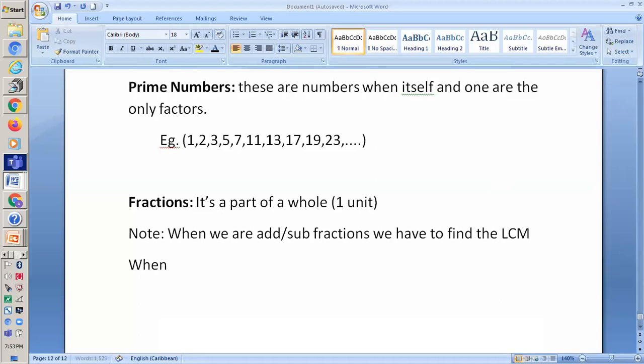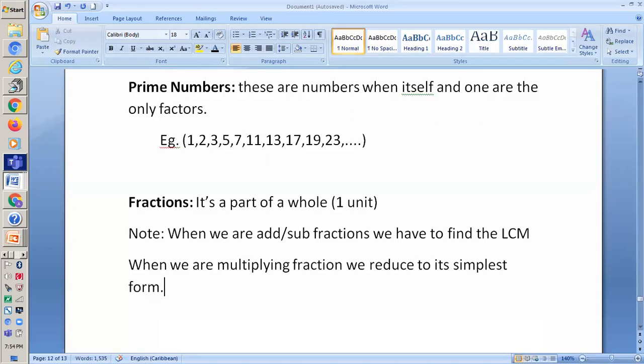When we are multiplying fractions, we reduce to simplest form. Remember that anytime we are reducing fractions, we reduce to simplest form. All right. So we reduce.